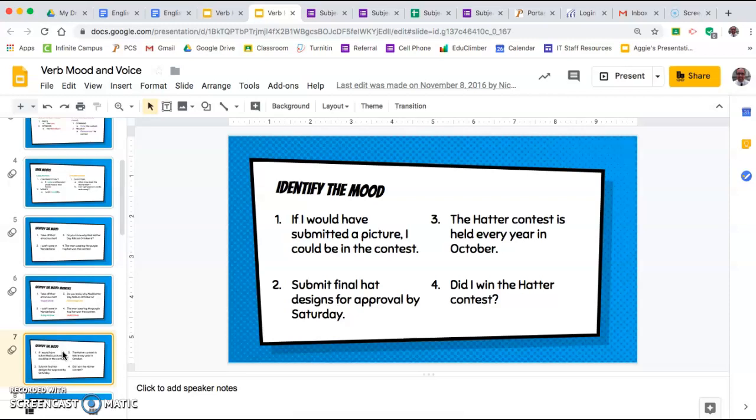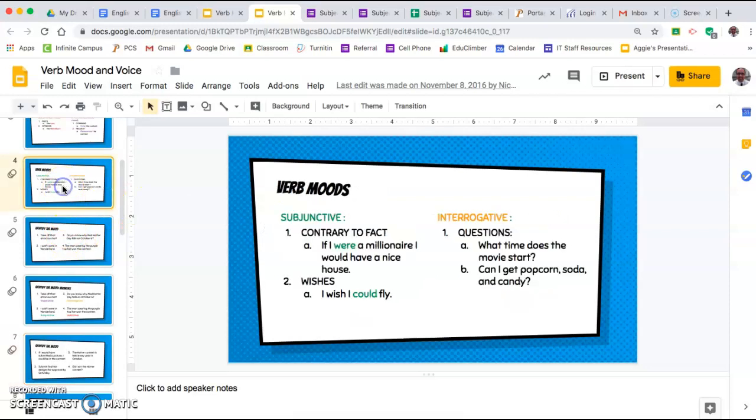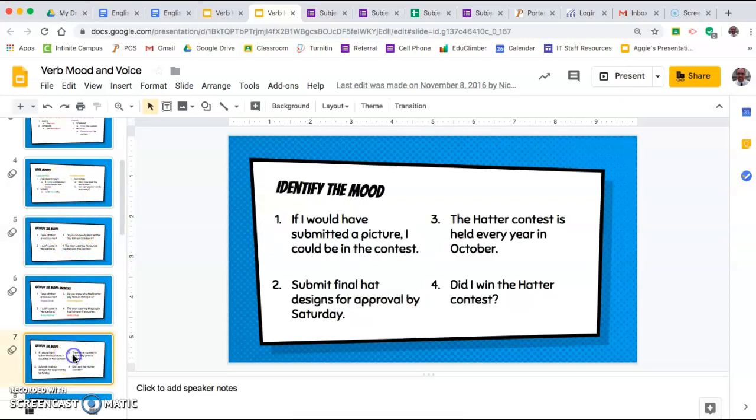There are a few more. You can practice with these on your own or go through them with me. So the first one says, if I would have submitted a picture, I could be in the contest. Now we see again the word if. If should jump out to you and tell you that it is in the subjunctive mood.